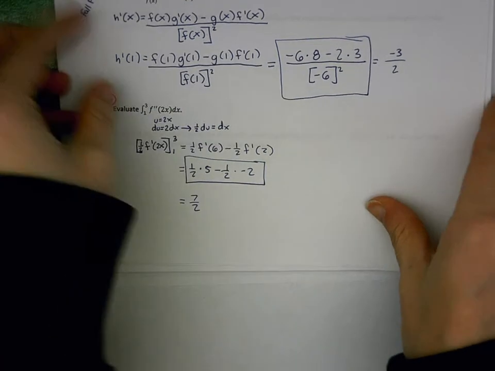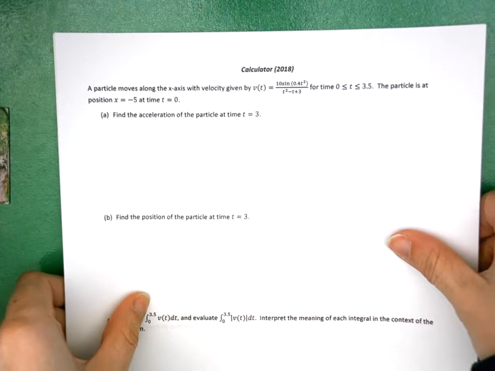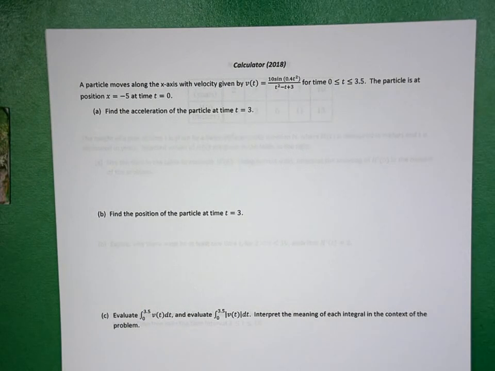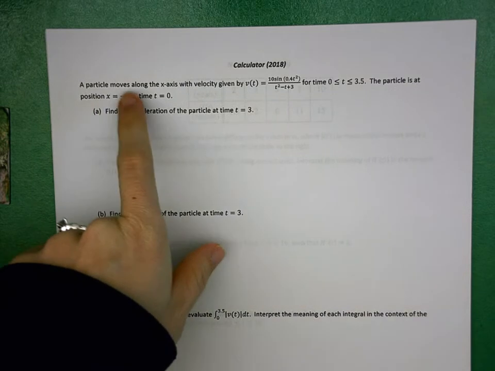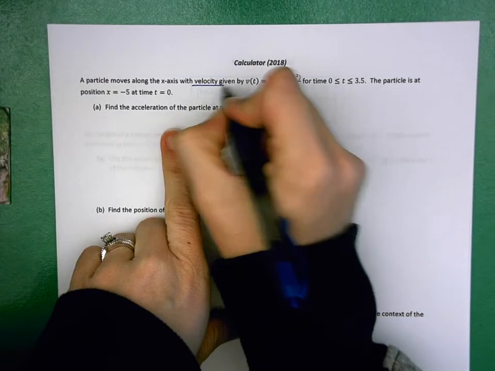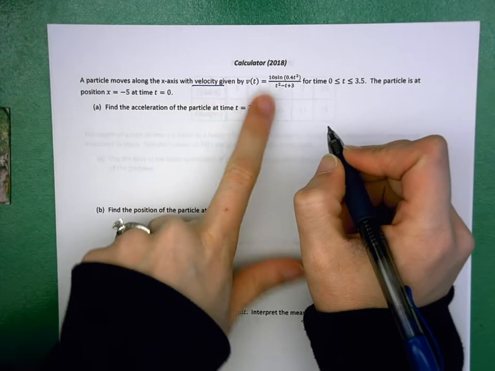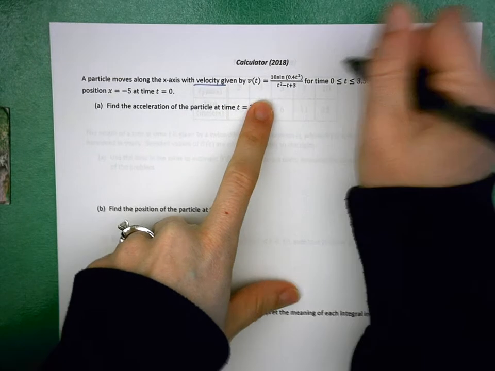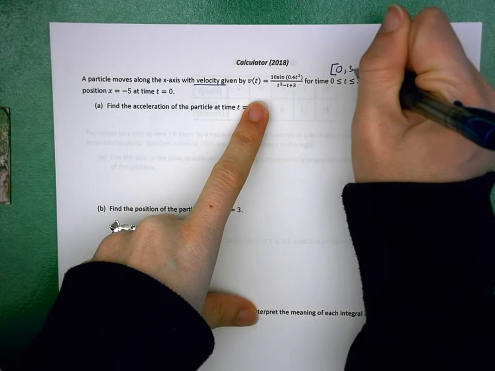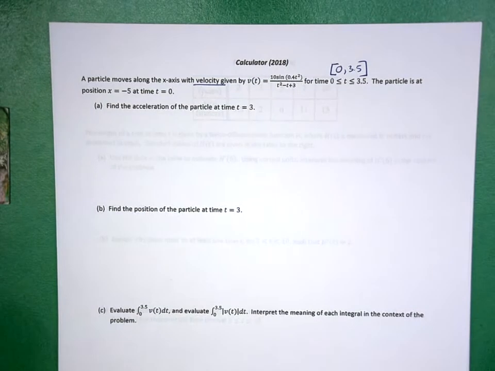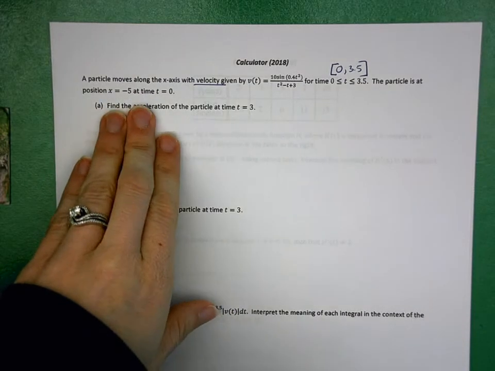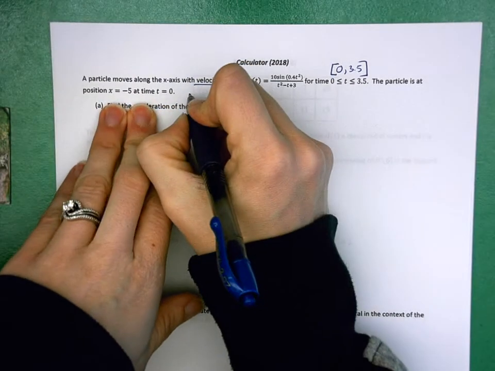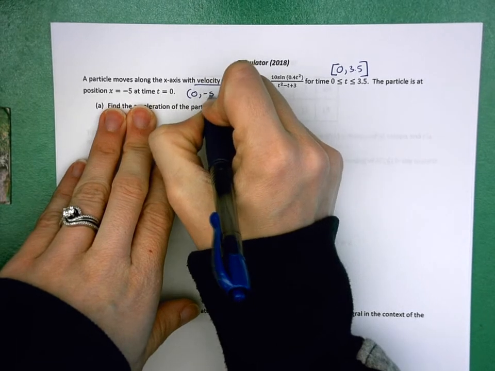Question 2: a particle moves along the x-axis with velocity given by v of t equals 10 sine of 0.4 t squared over t squared minus t plus 3. Okay, so as I read this, since it's velocity, I'm looking at the derivative of position. I've got some bounds, 0 to 3.5, so I'm not going to name anything outside of those. The particle is at position -5 at time t equals 0, so I've got a starting position there: (0, -5).